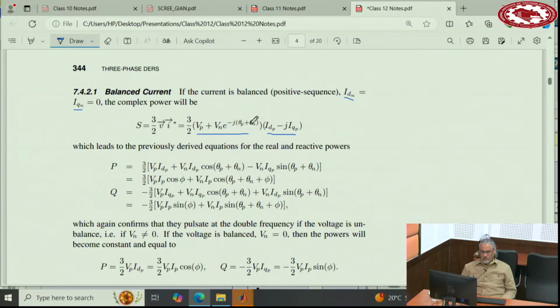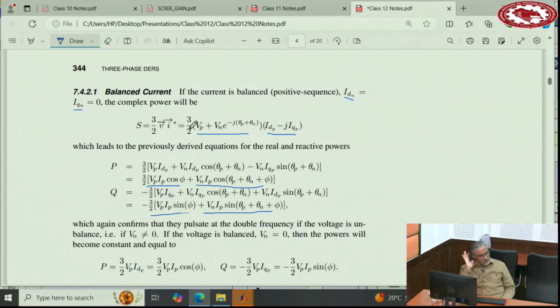And then when you multiply, you will get a real part and an imaginary part. The real part represents real power. The imaginary part represents reactive power. Each one of them has a DC part plus a double frequency. So this is the DC part, and this is the double frequency. This is the DC for the reactive, and the double frequency for the reactive.